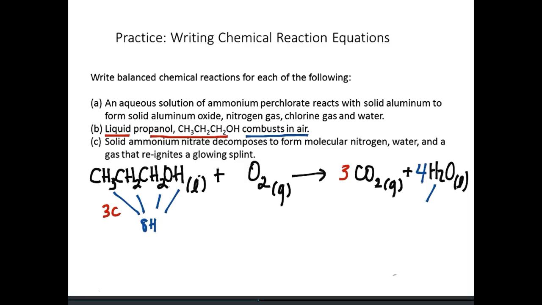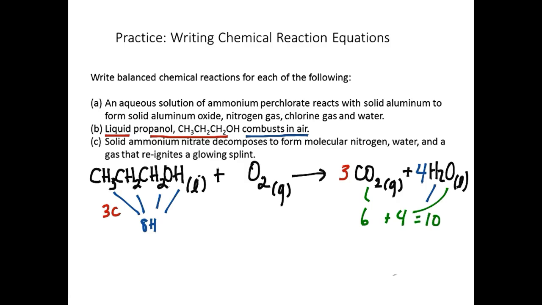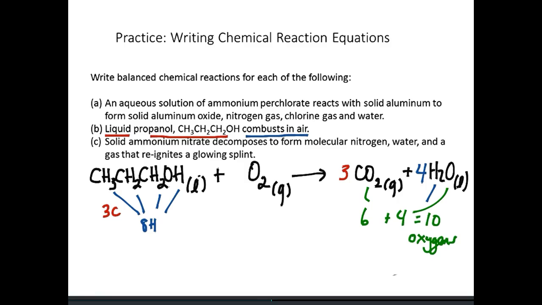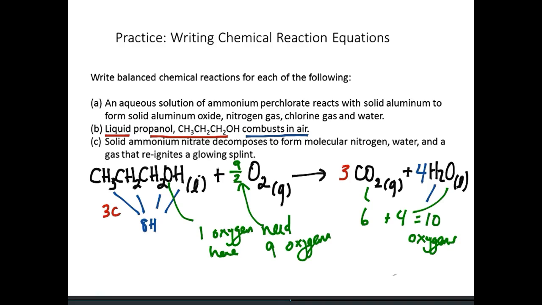Now we have oxygen to balance last. And so I want you to remember that there is an oxygen contributed from that propanol. If we add up the oxygens on the right-hand side, we have 3 times 2 is 6, plus 4 is 10. 10 oxygens on the right. There is 1 oxygen contributed from propanol, which means 9 of them have to come from O2. So that means we need 9 more to come from this molecule, which means I need a 9 halves.